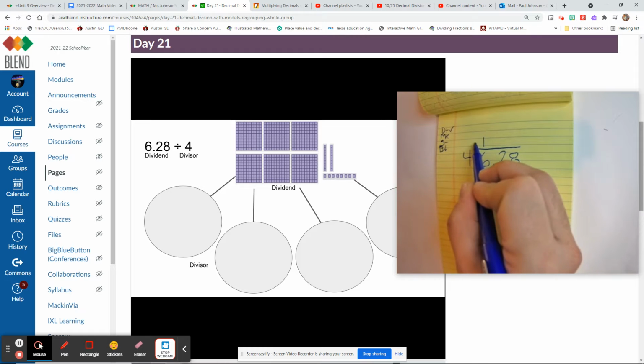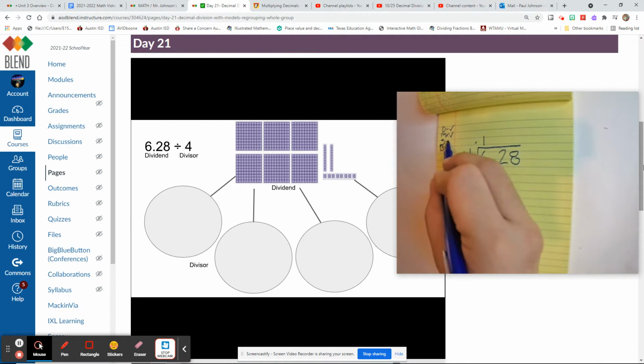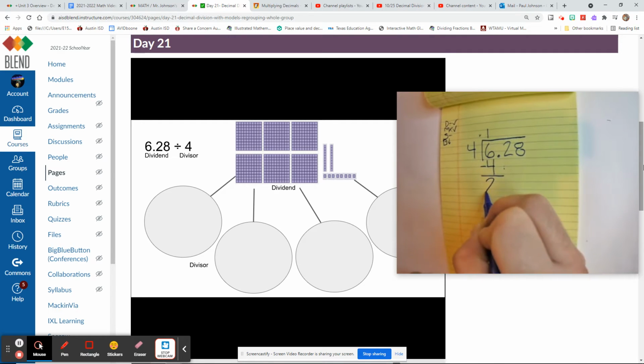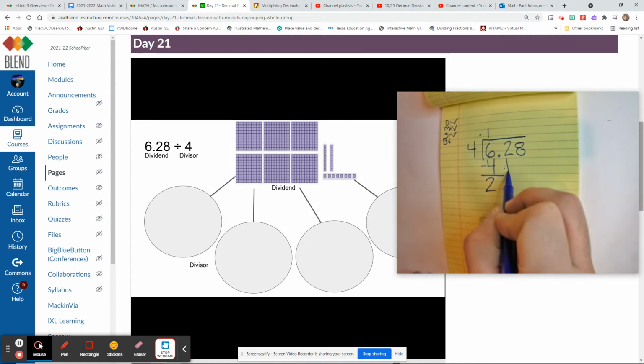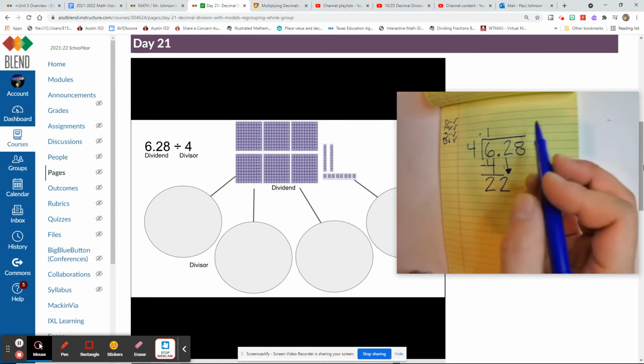4 times 1 gives us 4. That's our multiplication step. Subtraction step, 6 minus 4 gives us 2. Subtraction step done. And then we're going to bring down. Remember, when we're dealing with decimal division, we pretend like the decimal point doesn't even exist until the end. All right, so we brought down the 2.